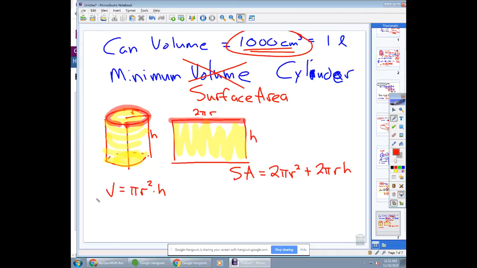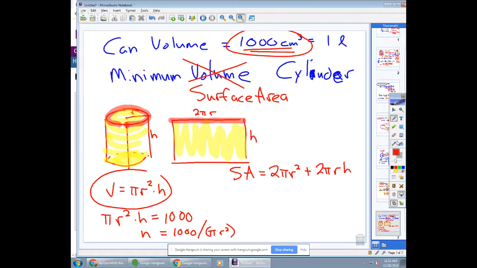That's where we use this right here to minimize variables. That pi r squared h has to equal 1,000. So then we can say h has to be 1,000 divided by pi r squared. We can use that information to substitute out that h, and then we only have an equation based on the radius. Then we can use calculus on it. That's what we're going to do next time.